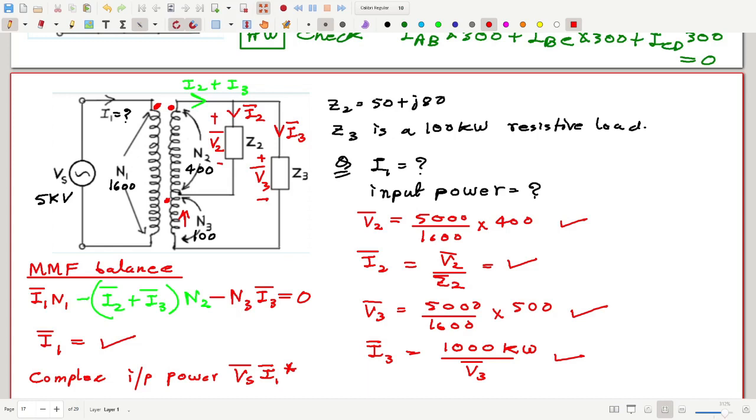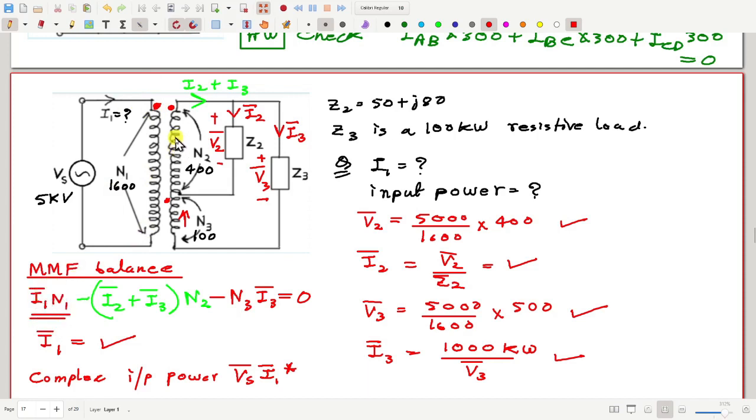Sir, please explain the MMF part. Yeah. So I1 current is entering the dot, and this first coil has N1 number of turns. So I am taking MMF as positive because the current is entering the dot, and I1 N1 is the corresponding MMF.